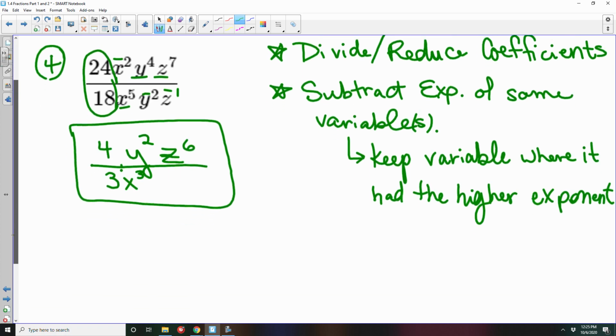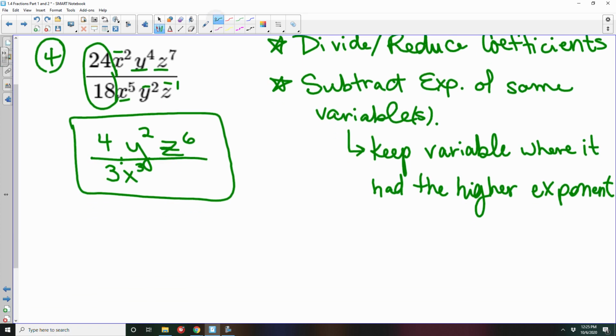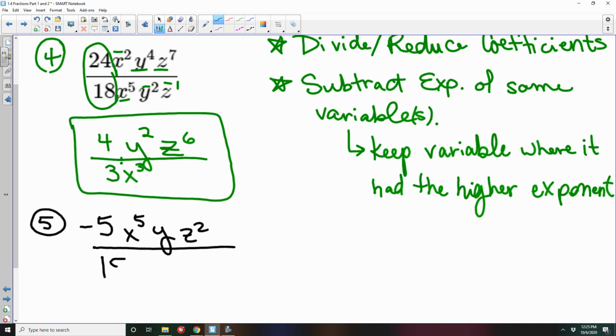Now I'm going to leave that one up there. I'm going to leave our rules, but I'm going to write one more down here. That way we can see another one along with our original one. So we'll have a negative 5x to the 5th y z squared all over 15 x y to the 4th z squared.